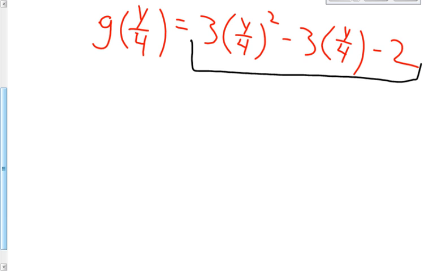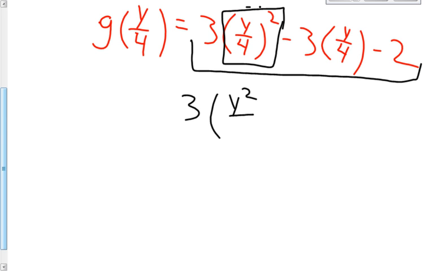So we first have to do this parenthesis with the exponent. So y divided by 4 squared, y divided by 4 times y divided by 4 is y squared divided by 16. Here's my rationale on that. Y divided by 4 times y divided by 4. You multiply the numerators by each other. Y times y is y squared. And you multiply the denominators by each other and get 16.